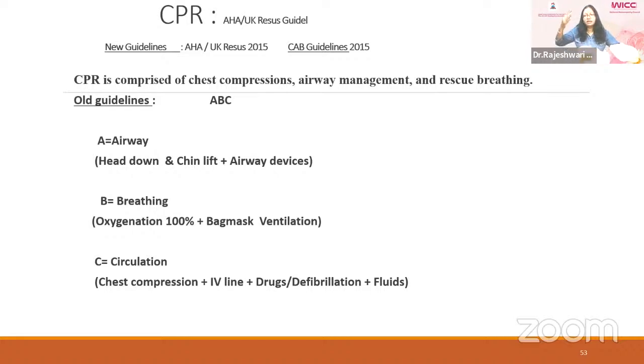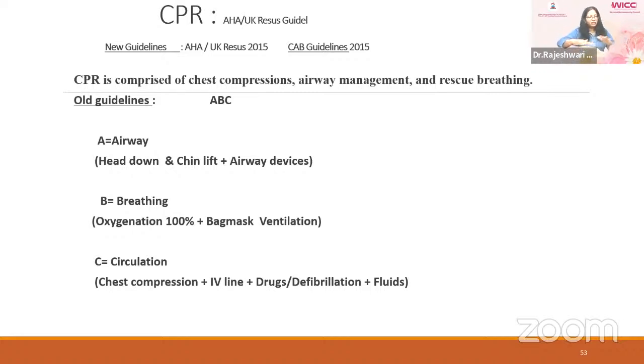Where you are going to apply the paddles of the AED: to the apex of the heart, towards the left side horizontally, and towards the right side, the right sternal border, vertically in this way. Okay, applying the AED paddles. This is very important.